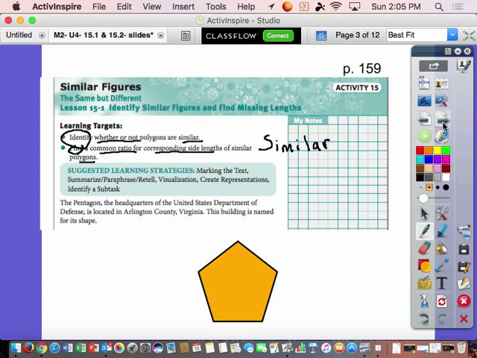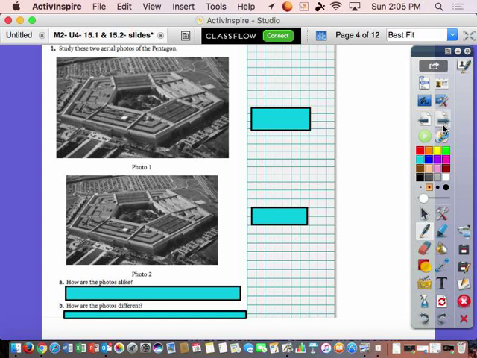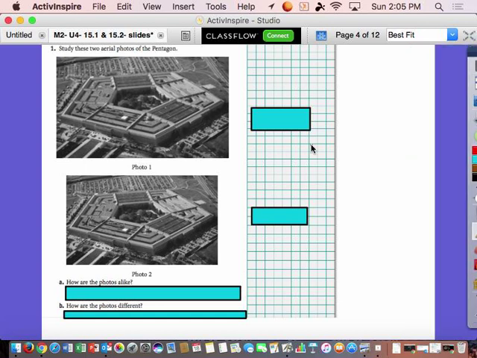I put a little pentagon here. On your page, you're still on the same page, but I'm moving on. All right, you got two photos right here of the pentagon. What's different and what's the same about these pictures? Maybe press pause and write down a few things that you think are the same and a few things you think are different about these, and come back in like 30 seconds.